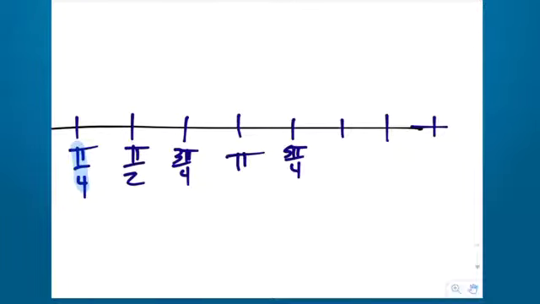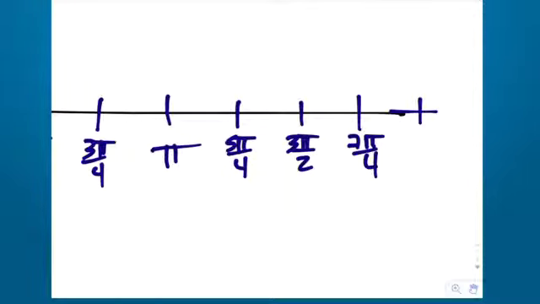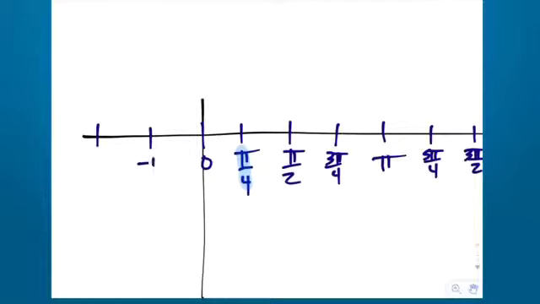6π/4 simplifies to 3π/2. 7π/4. 8π/4 is 2π. And then over here, I got negative π/4. Negative 2π/4 is negative π/2.